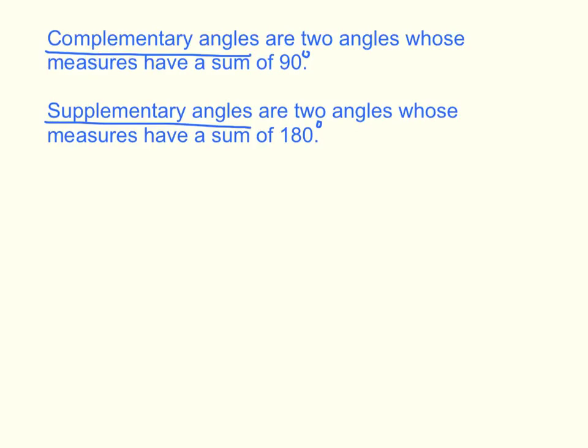Complementary angles are two angles whose measures have a sum of 90 degrees. Supplementary angles are two angles whose measures have a sum of 180 degrees. A lot of people think that they have to be next to each other. They don't. Usually, however, two angles that form a right angle are complementary. Two angles that make a straight line are supplementary. However, that is not always the case. Supplementary and complementary angles do not have to be next to each other or adjacent angles.